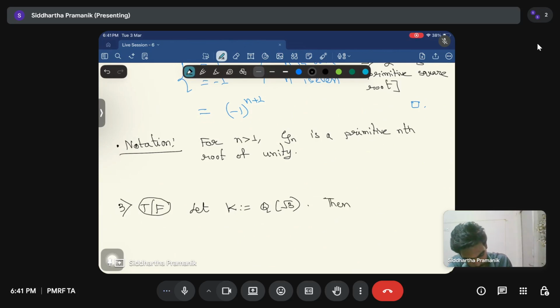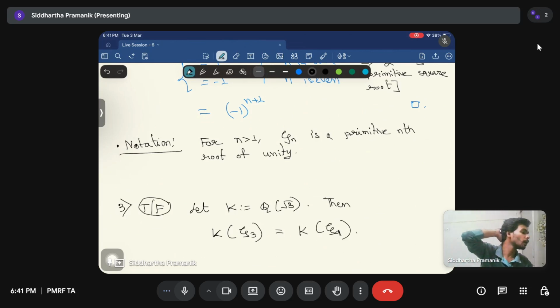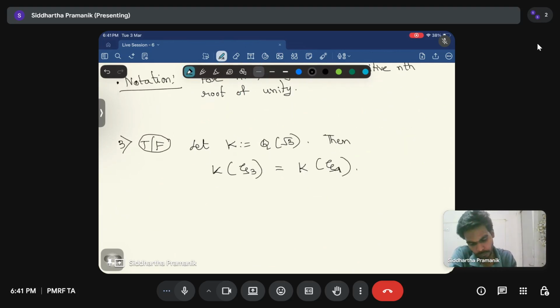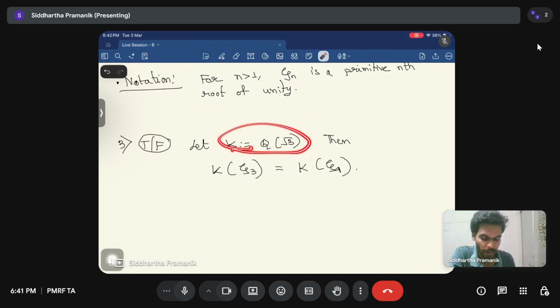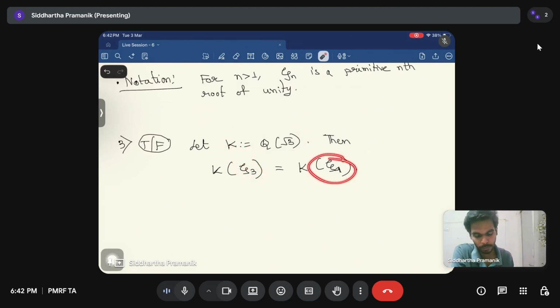Then K adjoined a primitive 3rd root of unity is the same as K adjoined a primitive 4th root of unity. So this is true or false. So K is this field, and with this field, if we adjoin a primitive cube root of unity, then it is the same as adjoining a primitive 4th root of unity. Is it true or false?